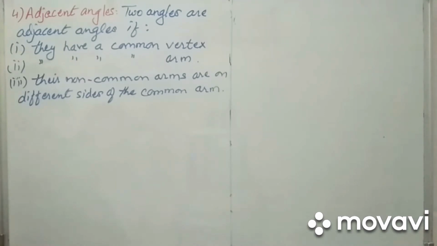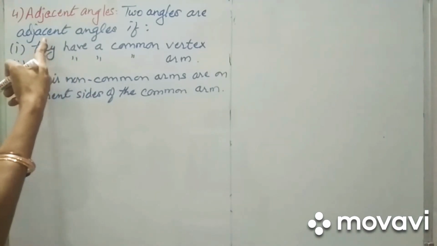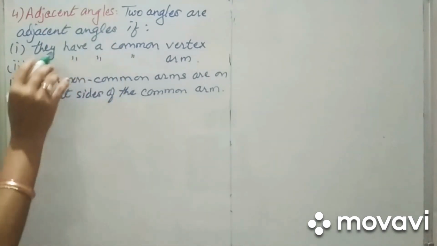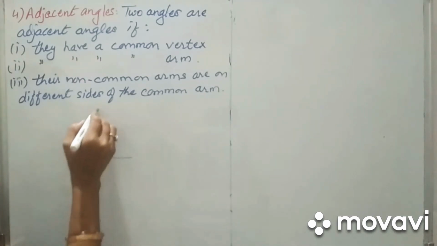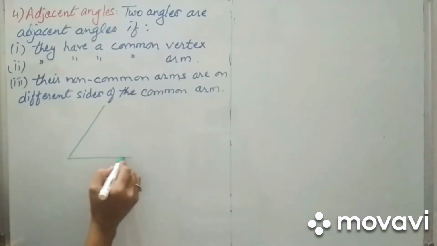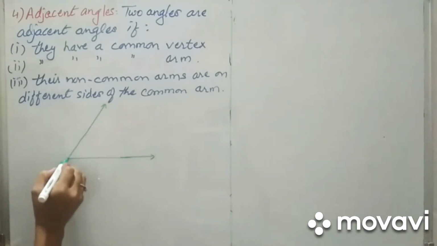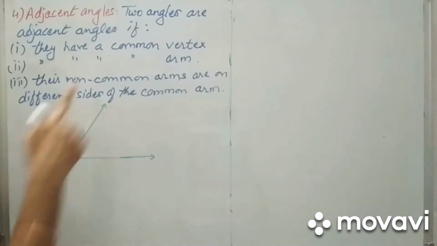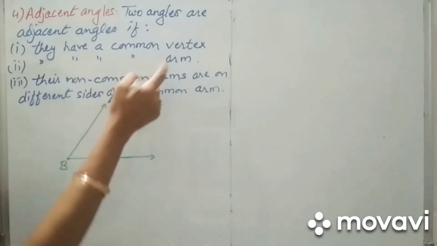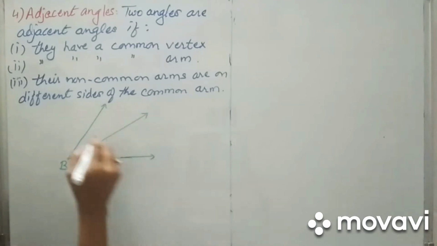Now, you can see the definition I have written. Two angles are adjacent angles if they satisfy the following properties. First, a common vertex. Vertex, as you have already seen in the previous videos, is where the two arms are joined. B point is a vertex. Second, they have a common arm. This is my common arm.